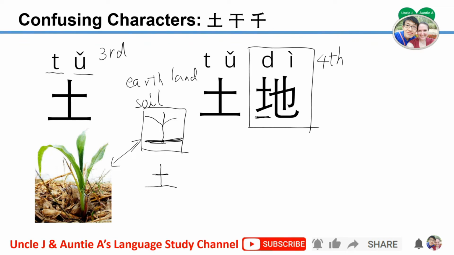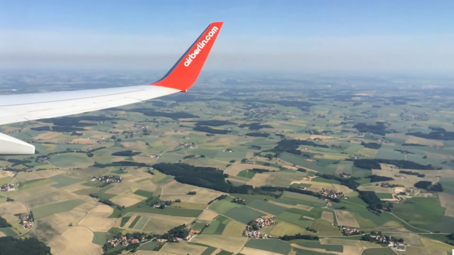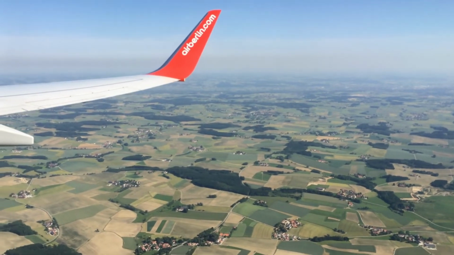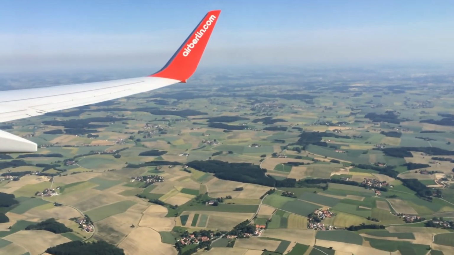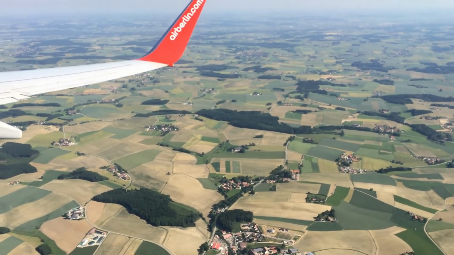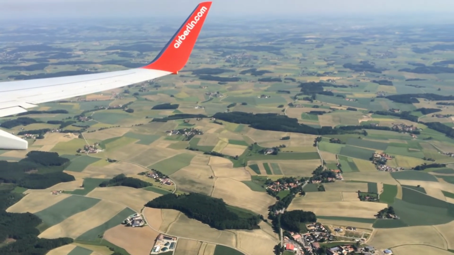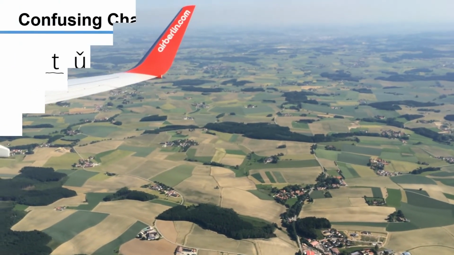So Di means land, Tu means soil. Soil land is land. So look at this picture. Everything in this picture is land. So 土地 means land. Or you can imagine Uncle J take an airplane, fly in the sky, and then I look down from the window. Wow, everything I see on the land, on the earth, that's called 土地. 土地 or 大地, big land. 土地. Do you remember this character?